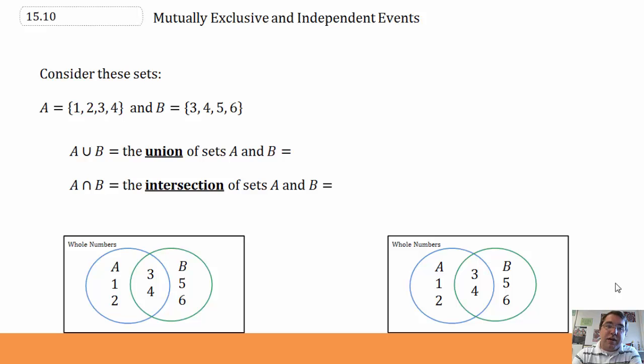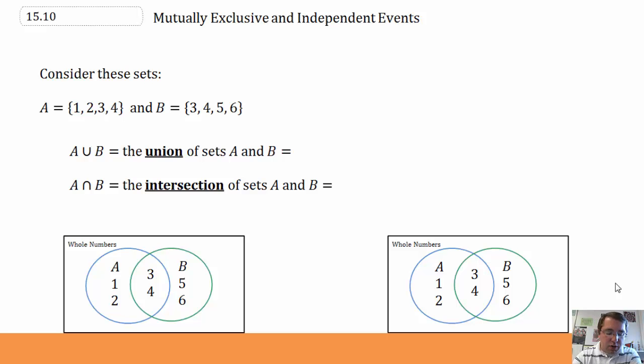This is section 15.10 of Honors Algebra 2, Mutually Exclusive and Independent Events. Sounds like fun. Let's consider these sets. Set A is the elements 1, 2, 3, and 4. The set B is the elements 3, 4, 5, and 6. So just 4 numbers in each set.